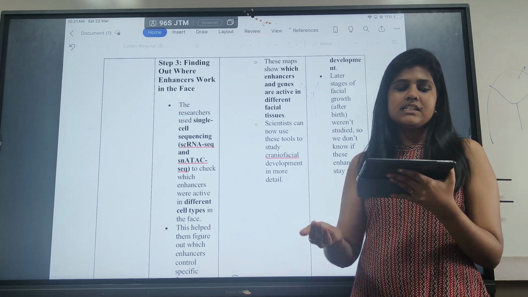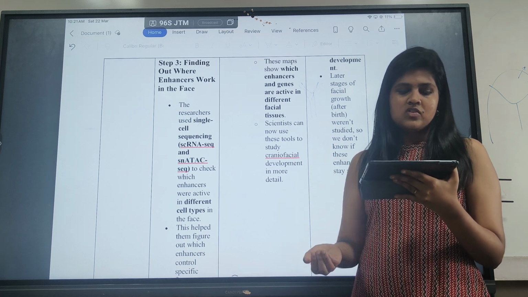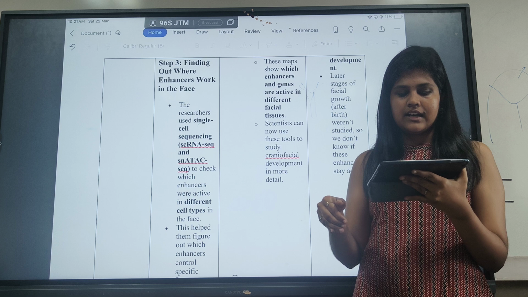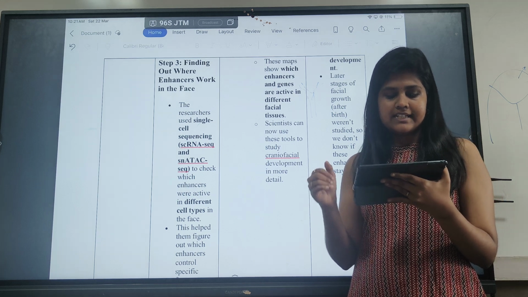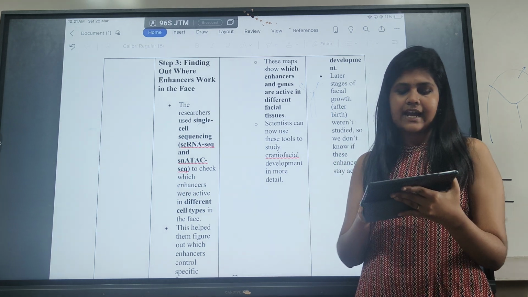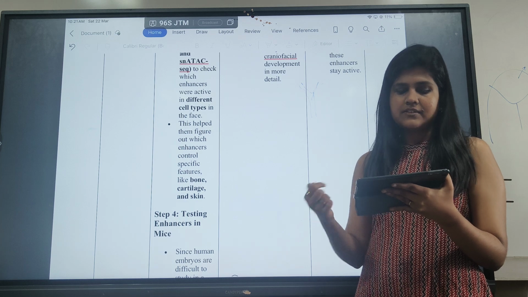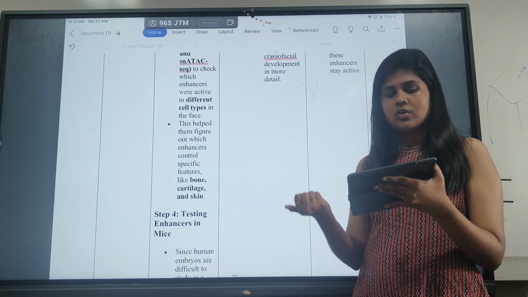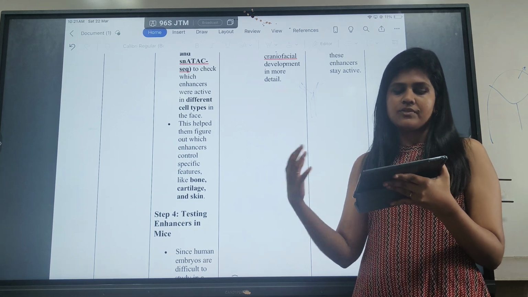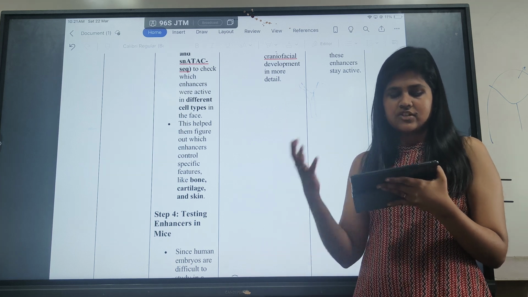And finding out where enhancers work in the face is step 3. So they used the single cell RNA sequencing and the ATAC sequencing to check which enhancers are active in different cell types in the face. So this helped them figure out which enhancers control the formation of the skin, bone, and cartilage in the face.